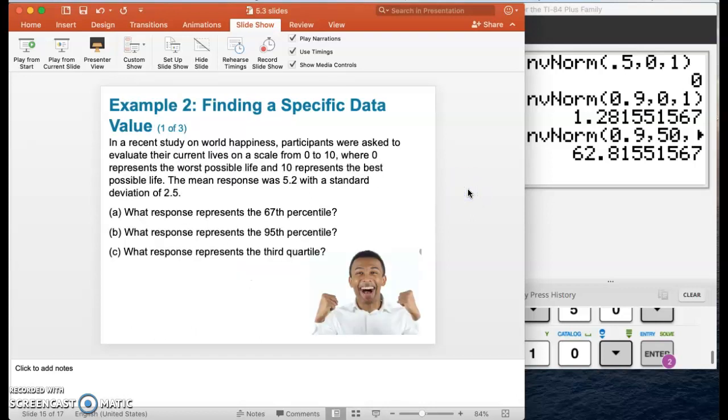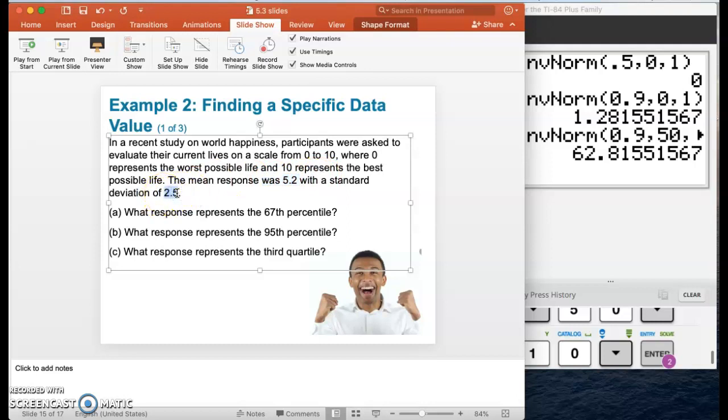Let's look at another example. Here, in a recent study on world happiness, participants were asked to evaluate their current lives on a scale from 0 to 10, where 0 represents the worst possible life and 10 represents the best possible life. The mean response was 5.2 with a standard deviation of 2.5. What response represents the 67th percentile? So we're going to look at A. We're given that the mean is 5.2 and the standard deviation is 2.5.